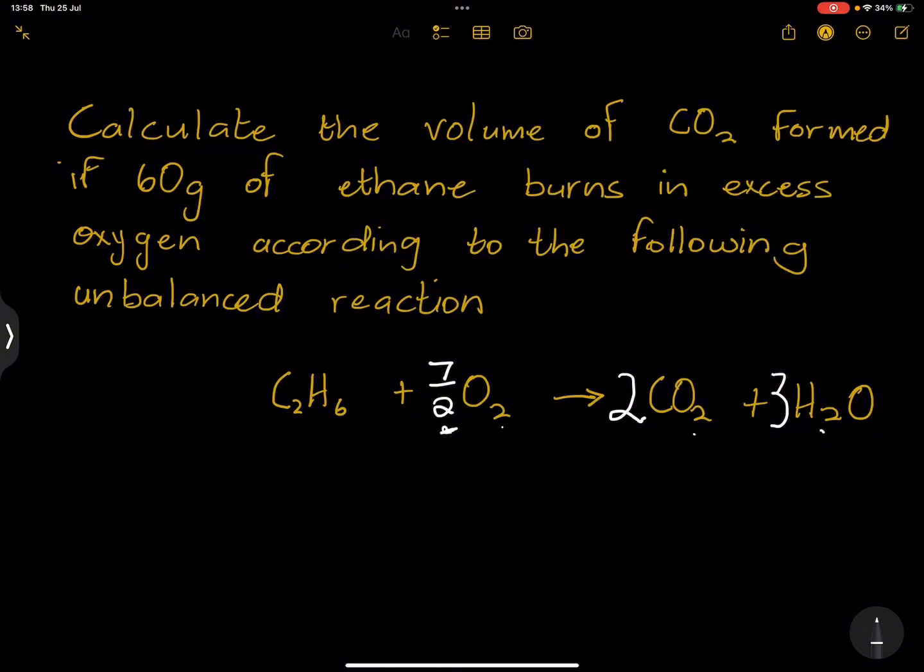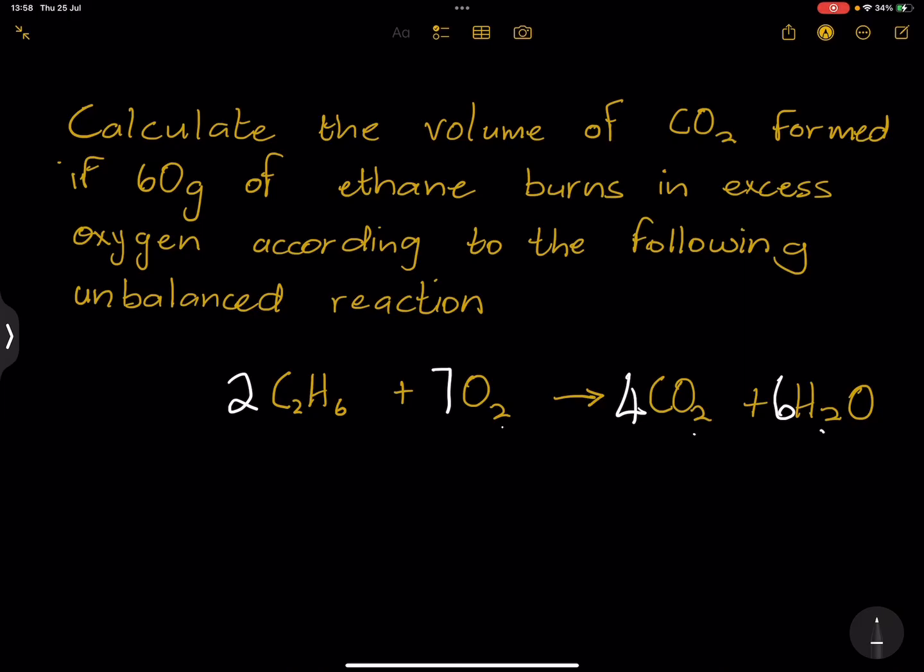Okay, so we know there's a 1 there, right? So 1 multiplied by 2 will give us 2. 7 over 2 multiplied by 2, remember, that's 3.5, gives us 7. 2 multiplied by 2 gives us 4. And 3 multiplied by 2 gives us 6. And we know that we've got a balanced reaction right now.